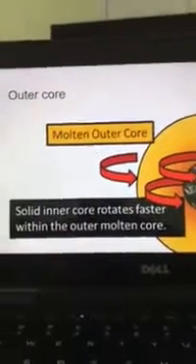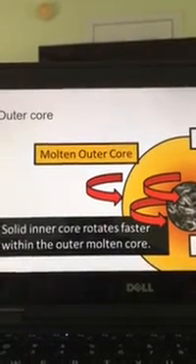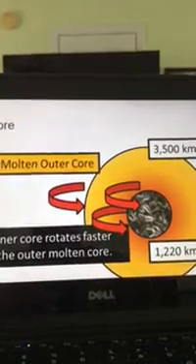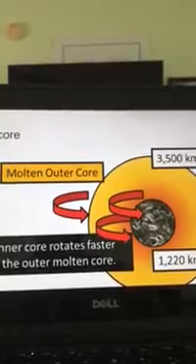Next, and not least, we have the outer core and inner core. The inner core is made out of solid, and the outer core is made out of liquid. The outer core is very hot, and so is the inner core.